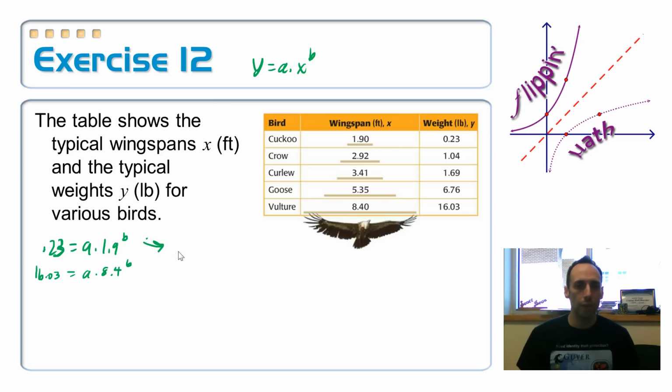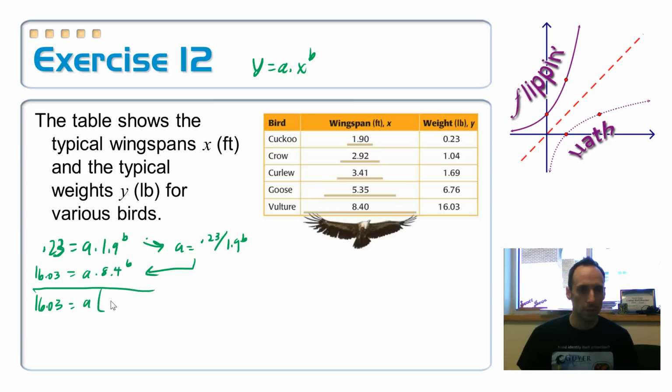Solve the first one for a. So a is equal to 0.23 divided by 1.9 to the b. Sub that in for a in the second equation. So when I do that, 16.03 is equal to a times, well, no.